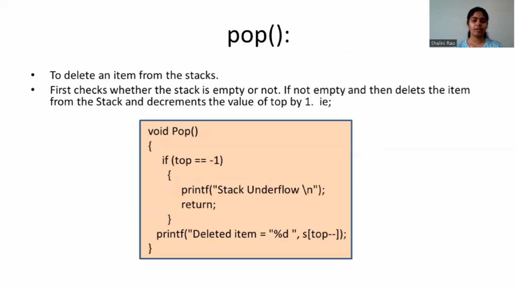Next, we have pop operation, which is used to delete an item from the stack. So first, we have to check whether the stack is empty or not. If it is not empty, then we delete the item from the stack and we decrement the value of top by 1. We check the underflow condition.